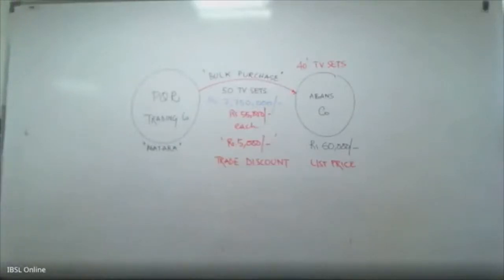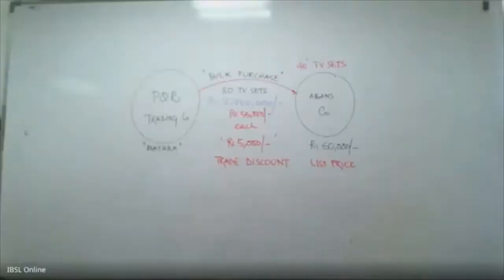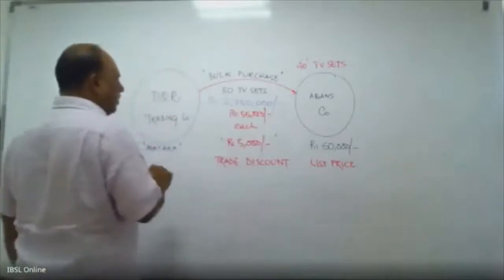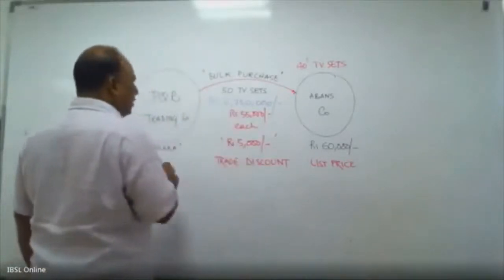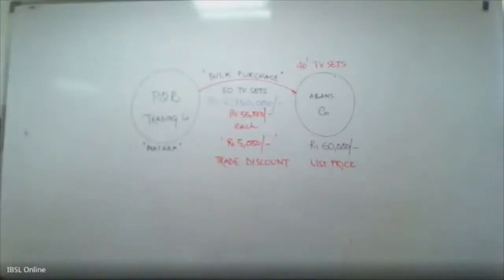I hope you all can see the board. Yes, sir. Right. So in case you can't hear me or see the board, just let me know by way of a message so that I can refer it to IBSL. So what has happened here is, the parties, the buyer and the seller, have entered into the sale at 55,000 to purchase the 50 TV sets. Okay. Now see what is going to happen.